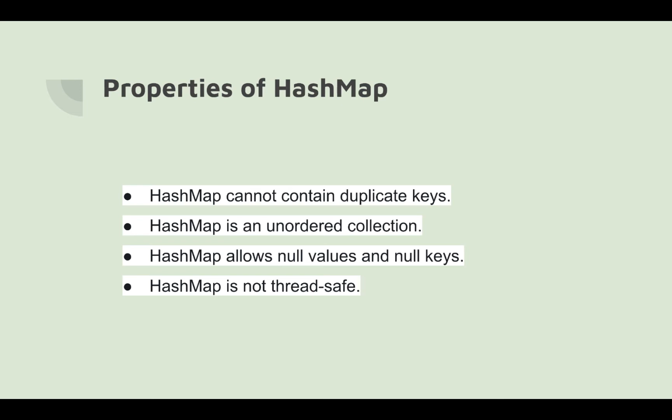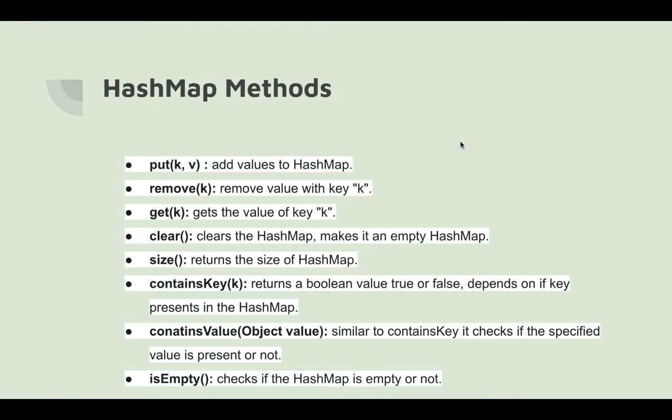So let's see different types of methods provided by HashMap. These are the different types of methods provided by HashMap. The first one is put with key and value, which adds a value into the HashMap. Remove removes the value with key k. Get of k gets the value for the key k. Clear clears the whole HashMap. Size, like it says, returns the size of the HashMap.